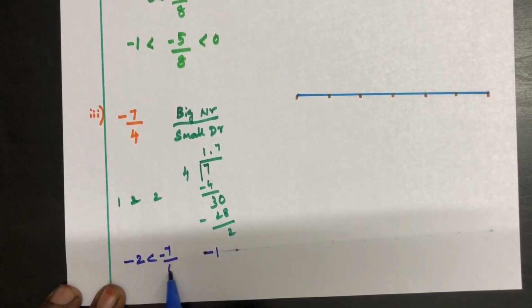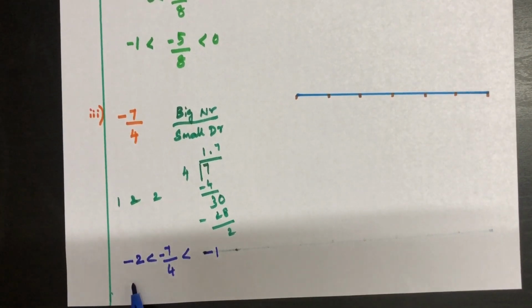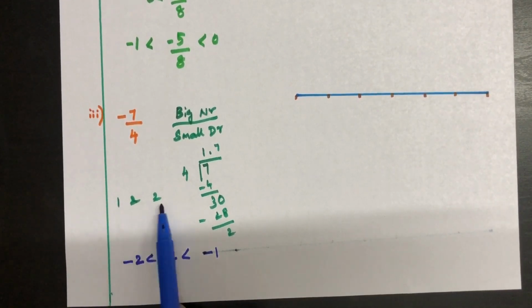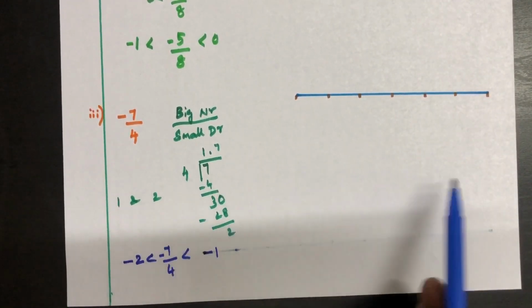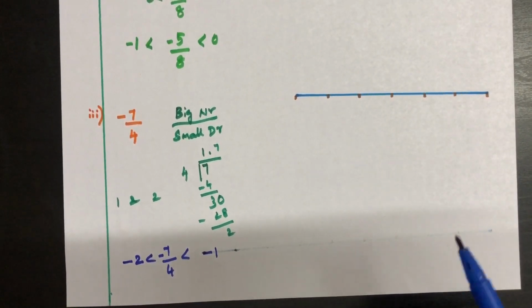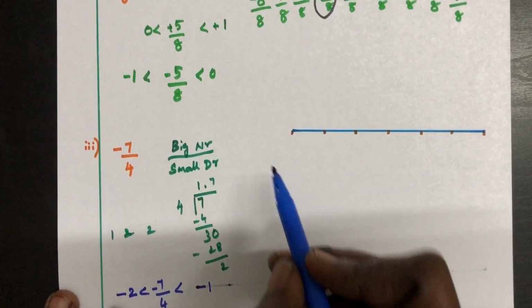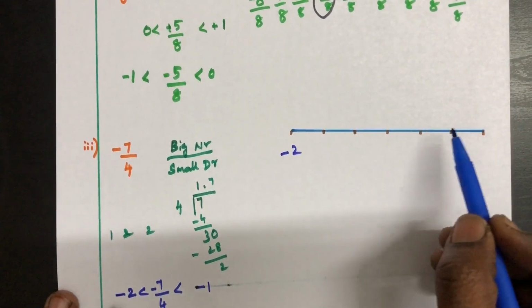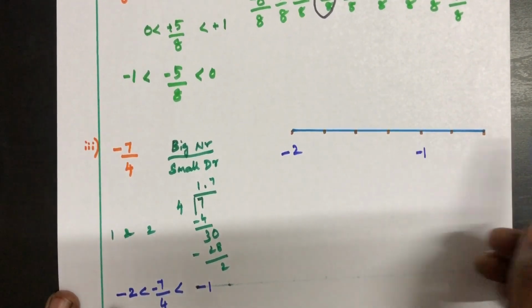Minus 7 by 4 lies between minus 2 and minus 1. Any doubt about this? If it is 1 and 2, they will go on the right side. If it is on the negative side, minus 1 will come here, then minus 2. So minus 7 by 4 is in between these two. So we will have minus 2 and minus 1.